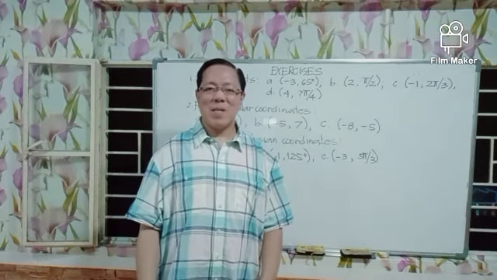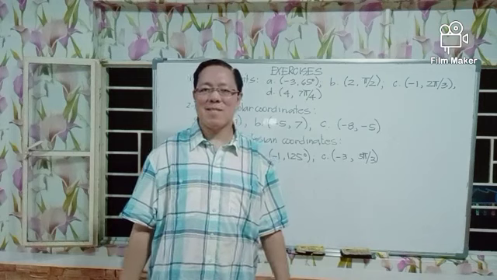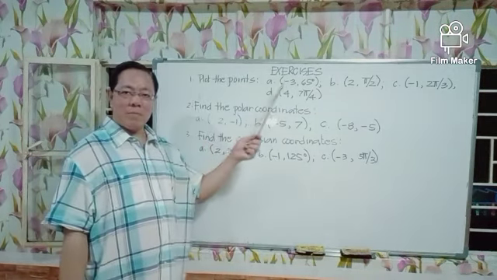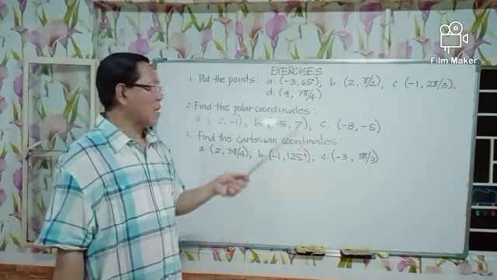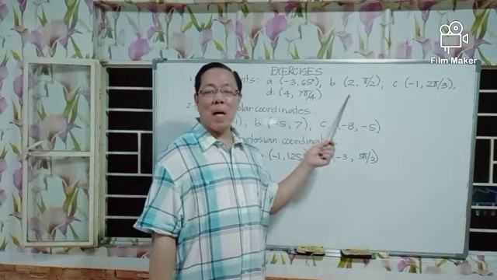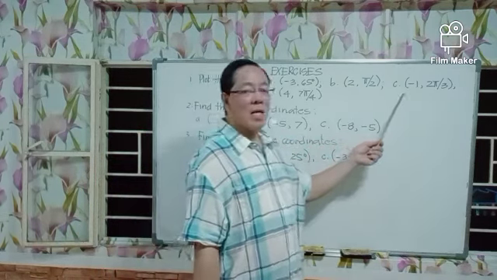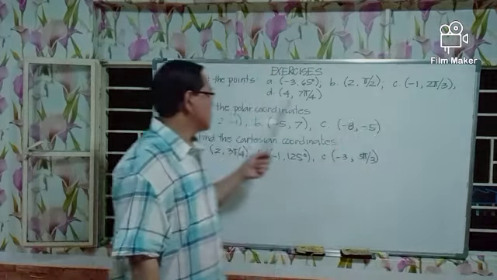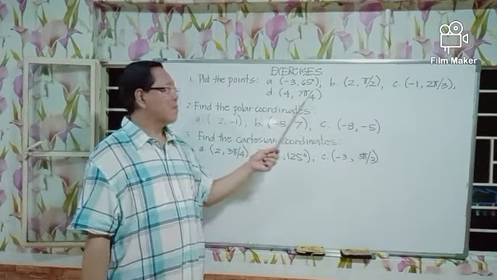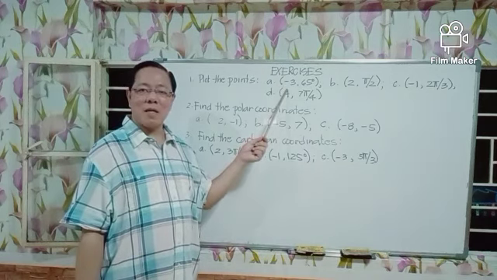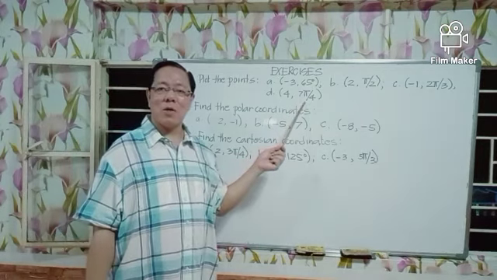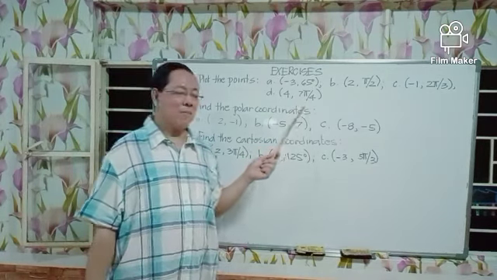For your practice, please try the following exercises. Number 1, plot the points with the given polar coordinates. A, negative 365 degrees. B, 2 pi over 2. C, negative 1, 2 pi over 3. And letter D, 4, 7 pi over 4. The first coordinate is the radial coordinate, r. And the second coordinate is the angular coordinate denoted by theta.